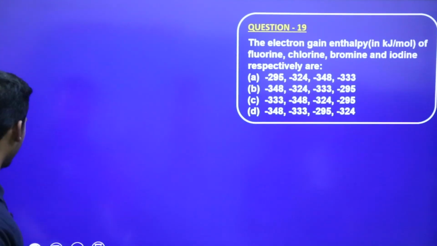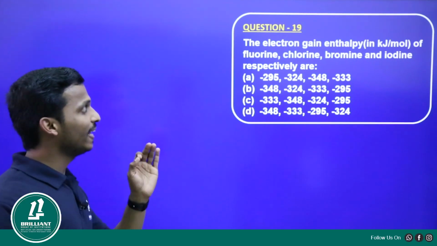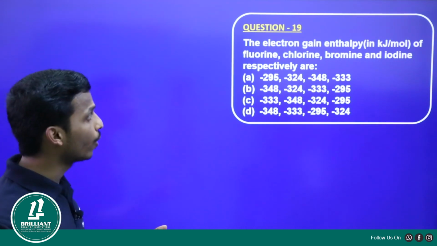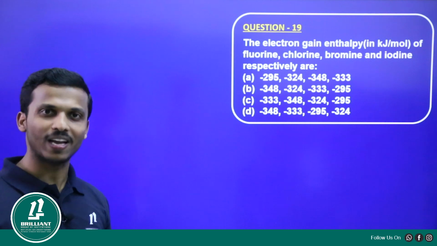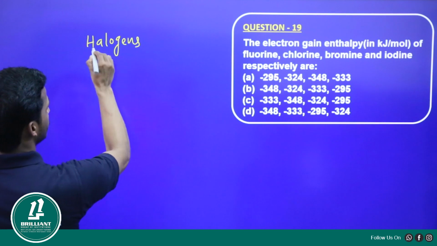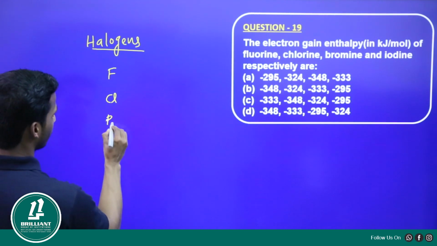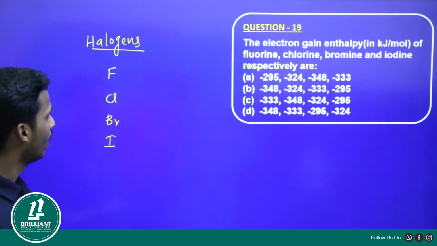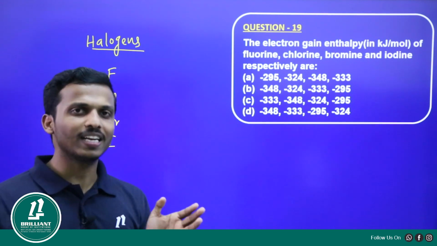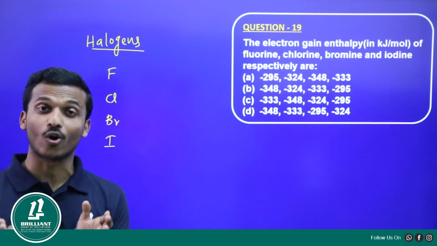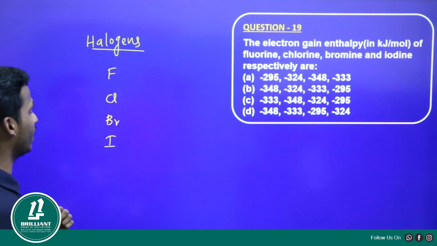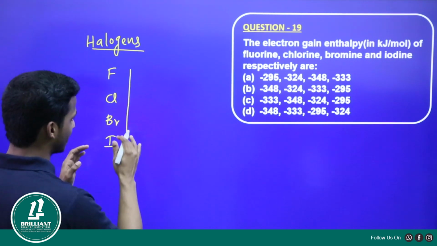Now let's go to question number 19. A very simple question. The electron gain enthalpy in kilojoule per mole of fluorine, chlorine, bromine and iodine respectively are, you know, the halogens. The halogens, you have fluorine, chlorine, bromine and iodine down the group, right? While you are coming down the group, what happens to electronegativity? You know that? In general, the tendency of electron gain enthalpy or electron affinity down a group, what happens? It becomes less negative. So what we will think? Fluorine to iodine, it will be less negative, right?